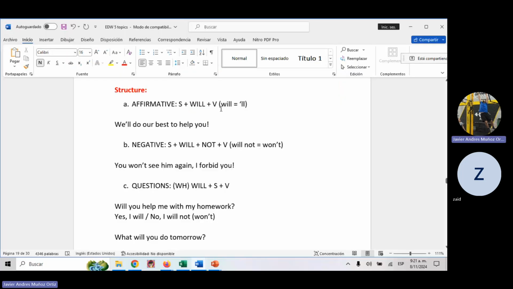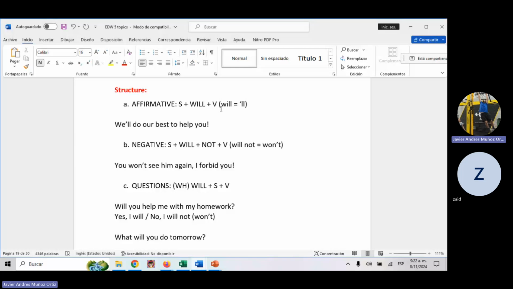In negative sentences for future will, we're going to do something similar because we're going to have the auxiliary verb, in this case will, and this is going to take the negative word. I mean, this is going to be conjugated as will not or the contraction won't to create a negative sentence. So that's why we are not going to have a modification in the main verb, neither in affirmative sentences nor in negative sentences or questions, okay? Because the main verb is not going to be modified.